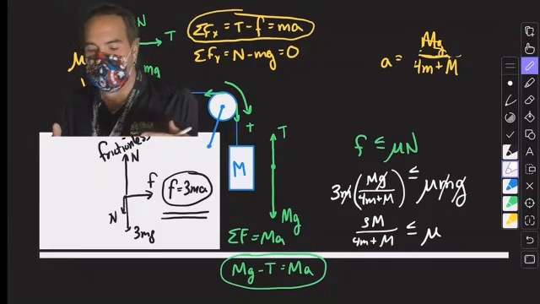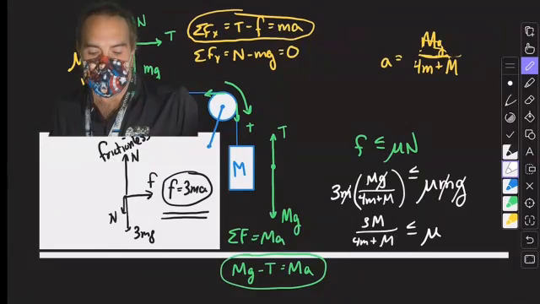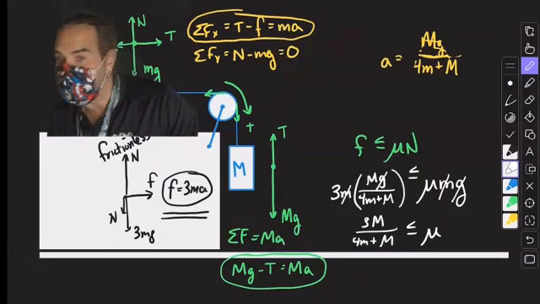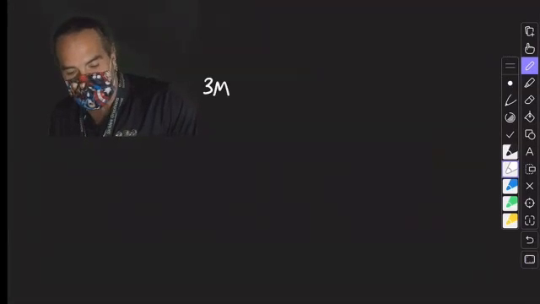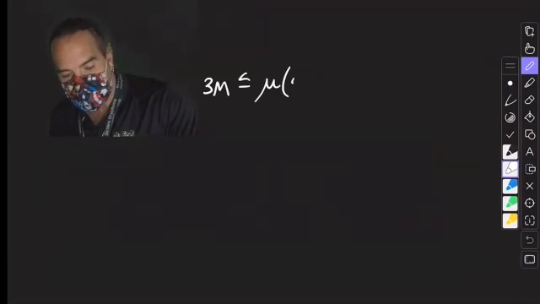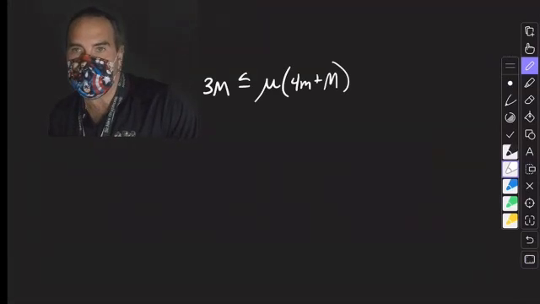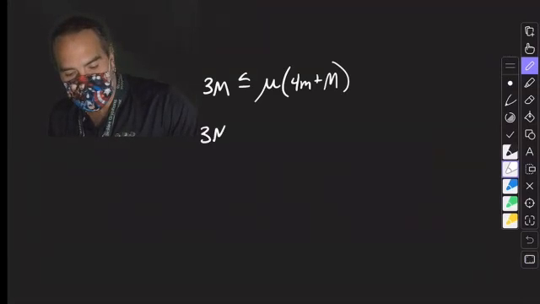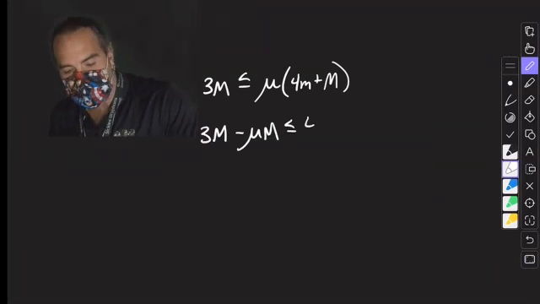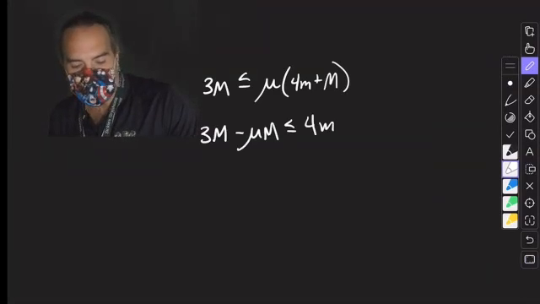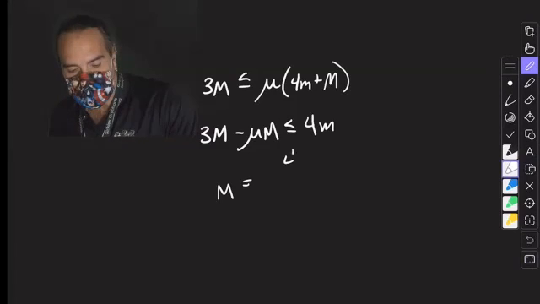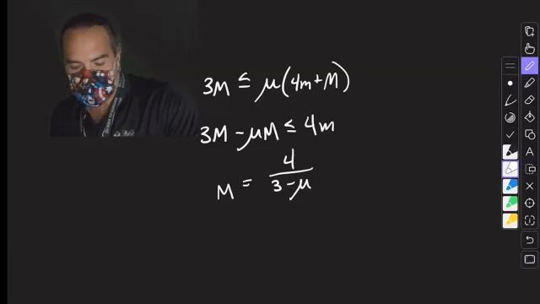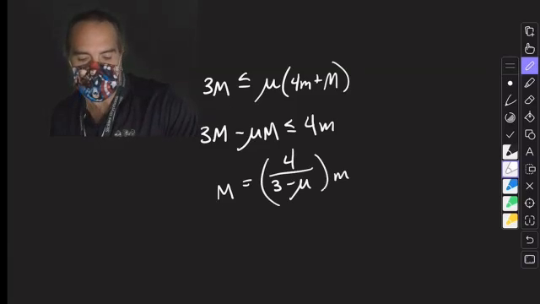So I like the fact that it showed up on the greater than side. But to get the actual answer for the mass that you can hang, I've got to do a little more work. 3m less than or equal to mu times 4m plus m. Do some distribution, a little bit of algebra, and there you go. This is the inequality.